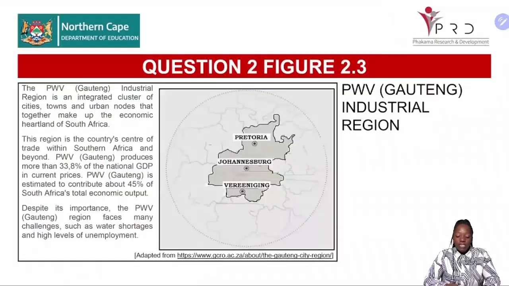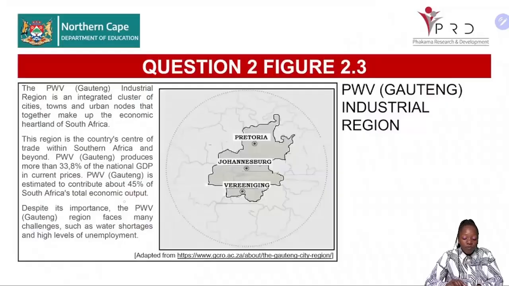Then we're looking at our figure 2.3. In our figure 2.3, we are looking at the industrial region. You will remember that this year, the PWV is the one that will be asked, as well as your Durban Pinetown. So from the 4 industrial regions, you should focus more on the 2 which will be asked this year. So we are given a PWV industrial region. They have given us the map of the industrial region, which is your PWV, your Pretoria, Johannesburg, and Vereeniging, their location. And you are also given an extract there.